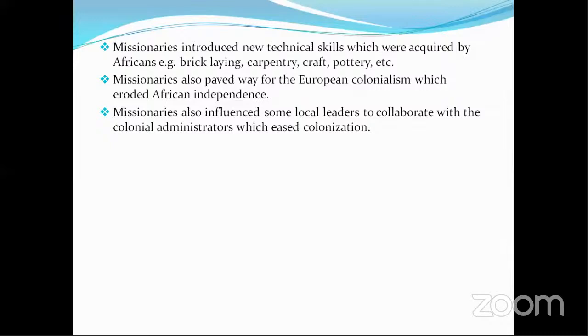From the chat here, can you say missionaries introduced religious books in African language? They translated the religious books into African languages.